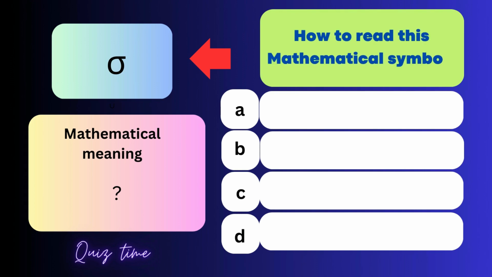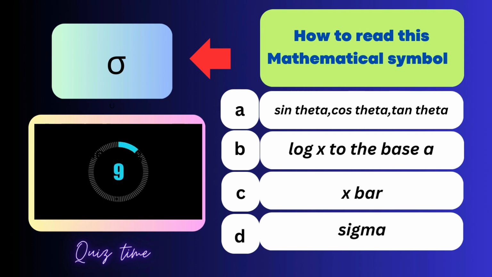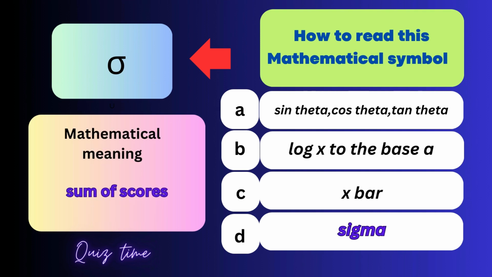How to read this mathematical symbol? A. Sin theta cos theta tan theta. B. Log x to the base a. C. X bar. D. Sigma. The answer is D. Sigma.